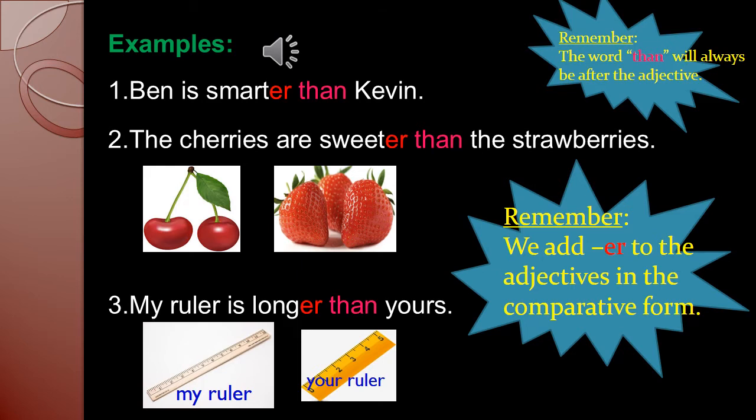As you can see, the 3 adjectives smart, sweet, and long have been changed to the comparative form by adding ER to the end of the word. And of course, the word than will always be after that. Smarter than, sweeter than, longer than. If you can remember those simple rules, boys and girls, then you shouldn't have any problem in fixing your sentences with the comparative adjectives.